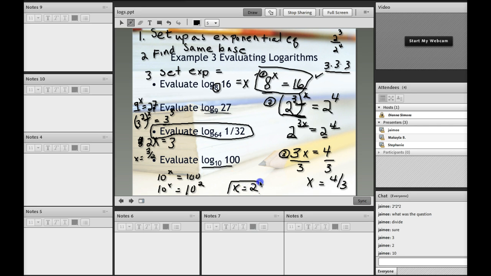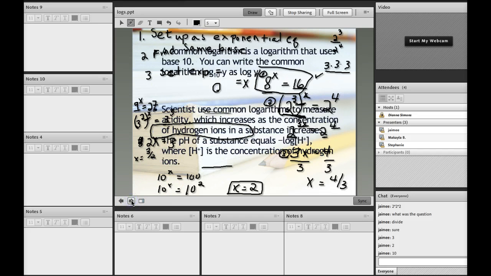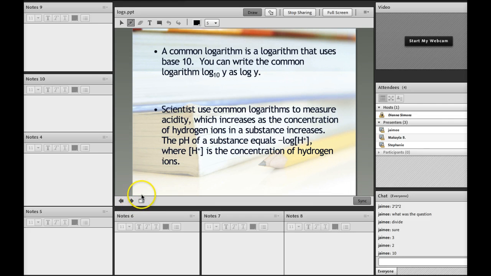So 10. That's it. That one we didn't have to do anything else. Good. Excellent. Okay, so quite honestly, that's pretty much what you're going to be doing this time. The thing that we did on both of those, that's what you're doing. The first one is your common log. That's your practice 1. Practice 2 is changing it from logs to exponentials and solving the exponential.